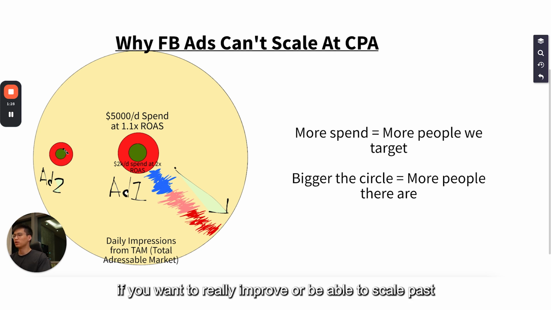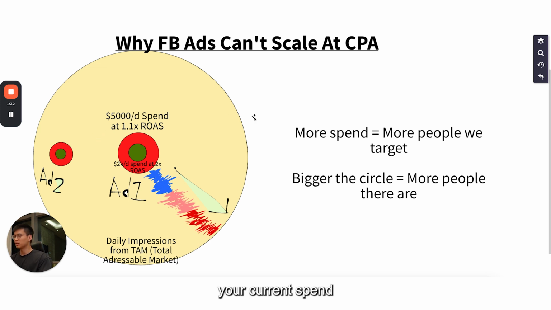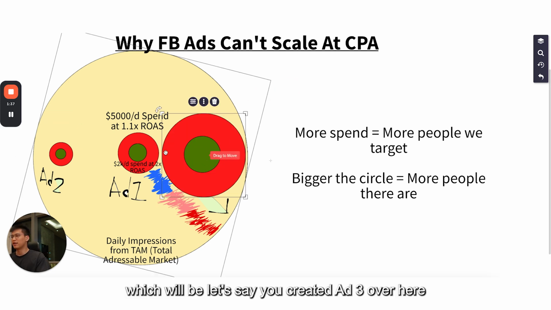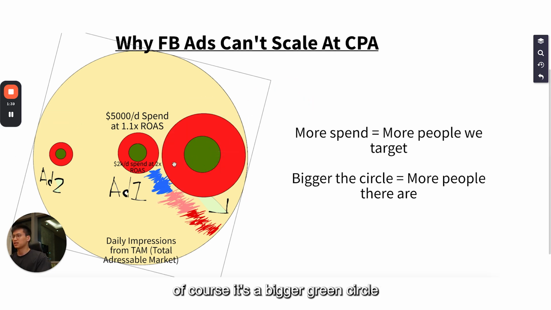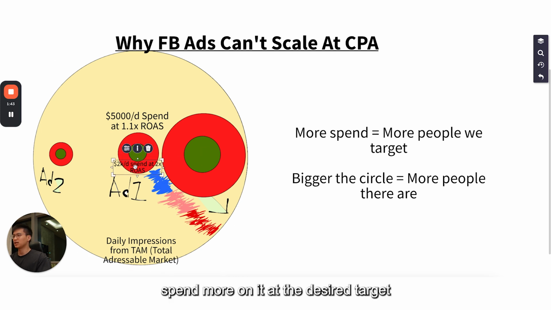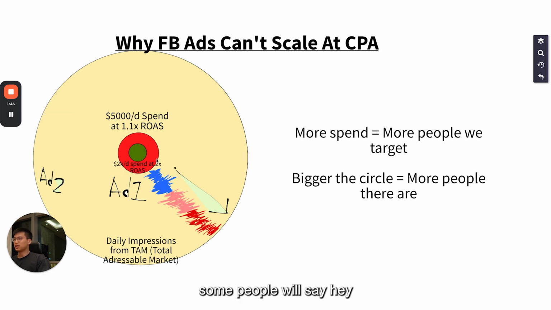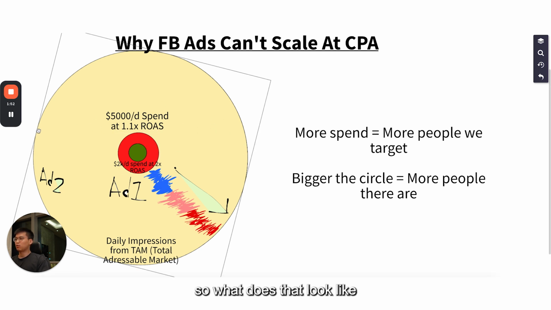So if you want to really improve or be able to scale past your current spend, you need to create an ad that can get more spend at the CPA you want, which will be, let's say you create ad 3 over here. Of course, it's a bigger green circle, which means that you can spend more on it at the desired target. Some people will say, hey, my scaling strategy is the reason why I can scale past my spend. So what does it look like?